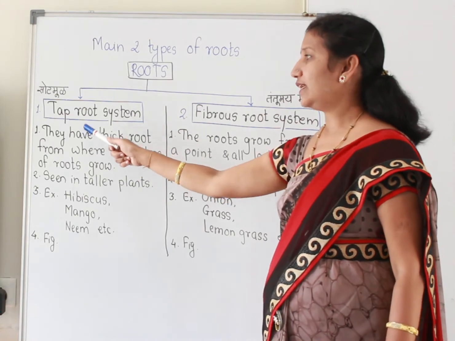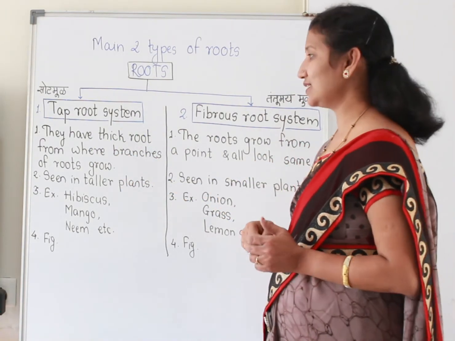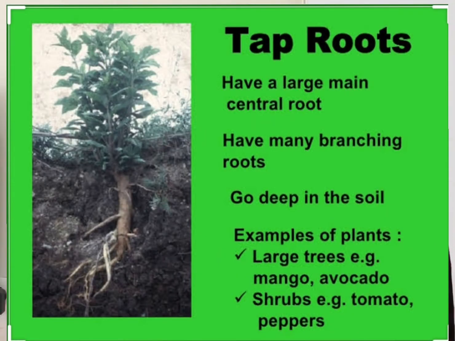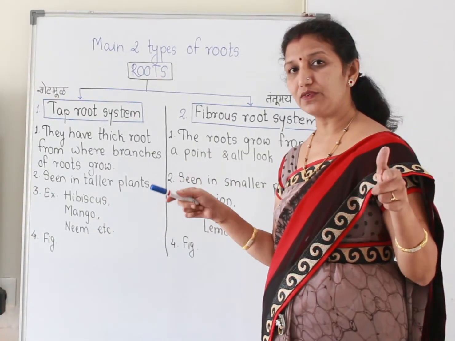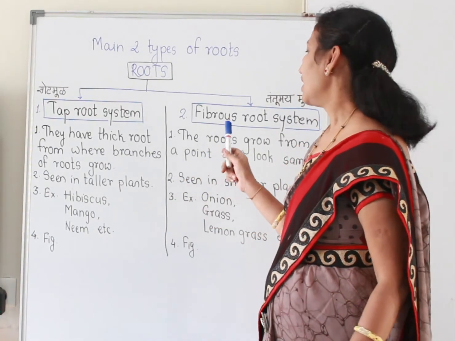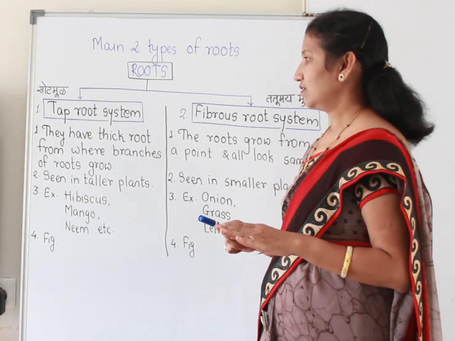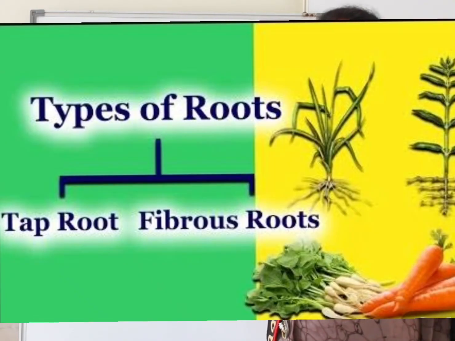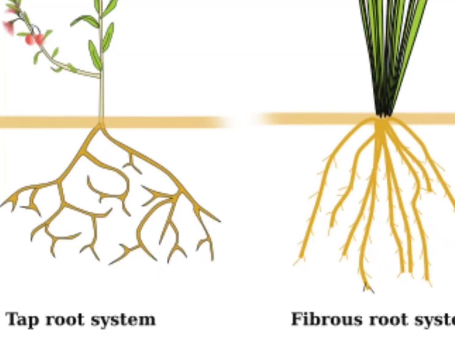Now, these taproots have a thick root from where branches of roots grow. They have a main thick root, and from that the branches of roots grow. Whereas in the fibrous root system, the roots grow from a point and all look the same. No thick and no thin, all look the same.